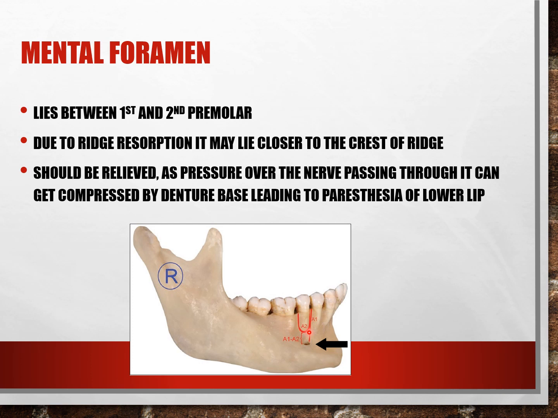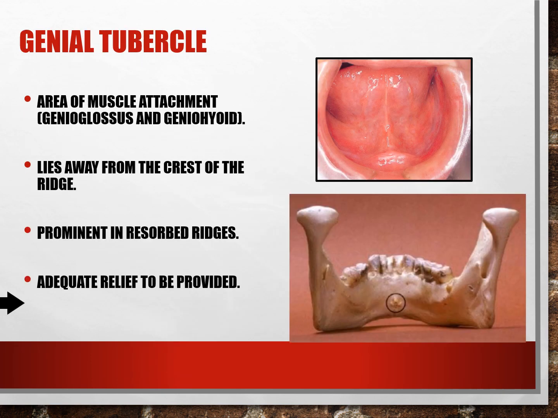So whenever you make a denture, if the foramen comes under the denture, whenever there are more forces, or when you press the denture over that area, it will cause injury, or a tingling sensation or numbness, because in the foramen we have our mental nerves and vessels. So it is mentioned here that it should be relieved, as the nerve passing through it can be compressed by the denture base, leading to paresthesia of the lower lip. Why lower lip? Because the mental nerves and vessels pass through there, which supply your lower lip.